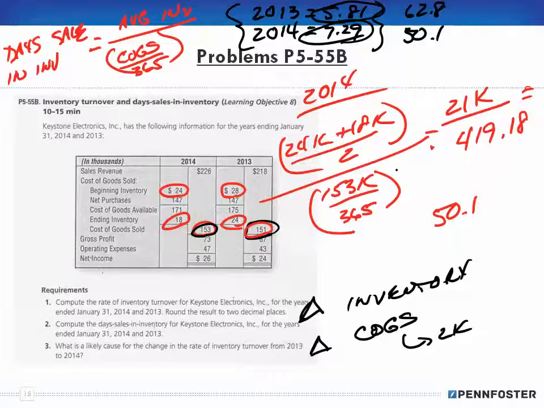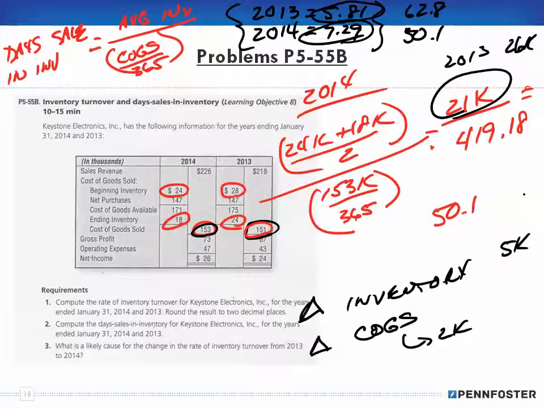Okay, so if we look at the change in inventory, for 2014 that was 21,000, and if you'll recall, the change in inventory for 2013 was 26,000. So that's a $5,000 difference there. And a $5,000 difference on approximately 25,000 is about a 20% difference.